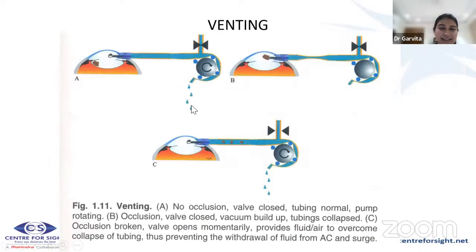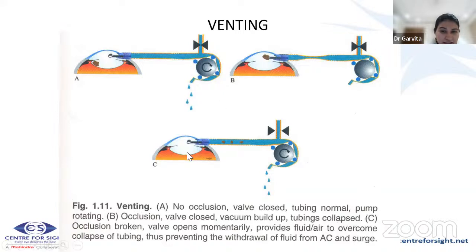Venting. This is one mechanism by which we can prevent surge, offered in some machines. In the first diagram, diagram A, we can see the probe is free, there is no occlusion. The vent valve is closed and the tubing is normal, and the peristaltic pump is rotating, correct? However, in picture B, we can see the tubing is occluded and the valve is closed. Hence, as a result, in this particular area of tubing, there is a vacuum buildup and the tubing has collapsed.